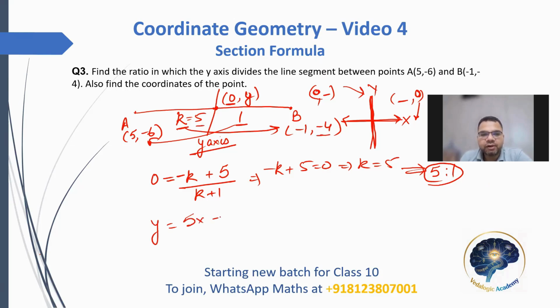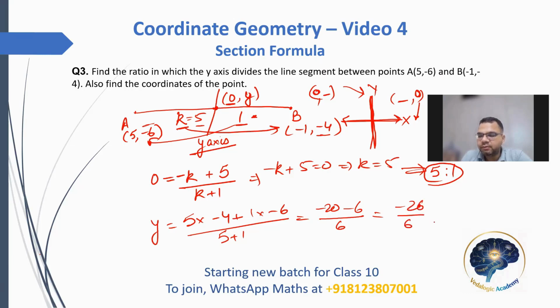so it becomes 5 into minus 4 plus this 1 that we have here will multiply with this minus 6. 1 into minus 6, upon 5 plus 1. So this becomes minus 20 minus 6 upon 6. So that becomes minus 26 by 6, or I'll divide it by 2, right? So it becomes minus 13 by 3. So therefore the point becomes 0 comma minus 13 by 3.